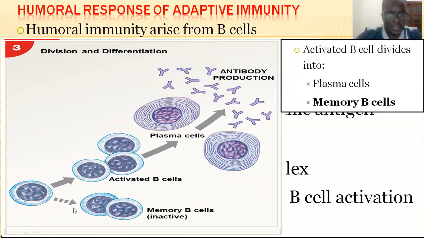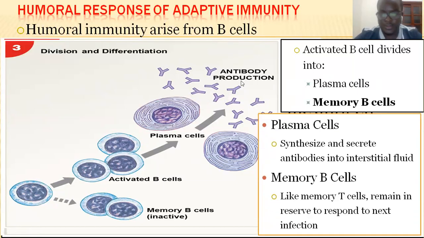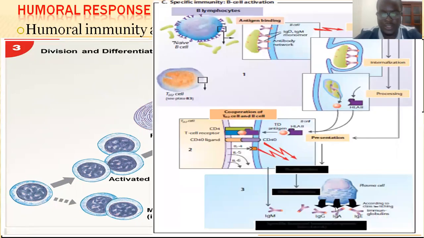So you can see here that the activated B cells will be transformed into plasma cells and start producing a lot of antibodies. The plasma cells synthesize and secrete antibodies into the interstitial fluids. The memory B cells, like the memory T cells, remain in reserve to respond to the next infection, like I've already said. So this is what is happening.